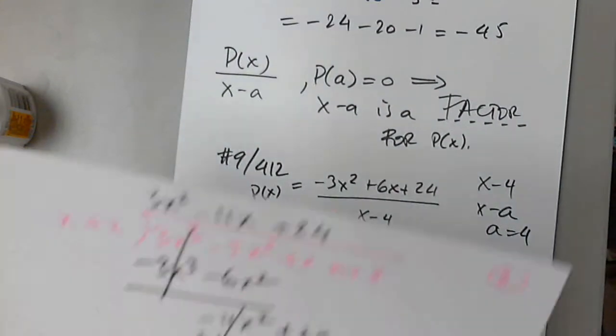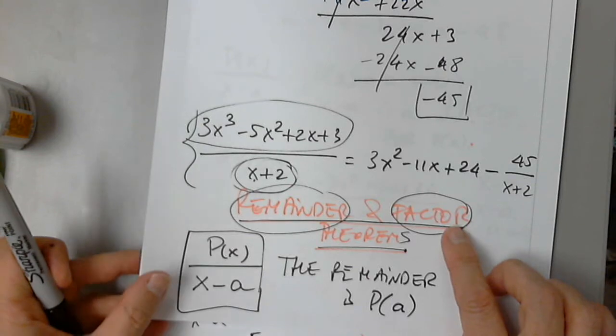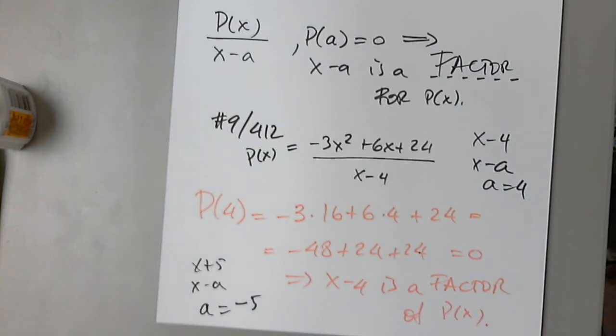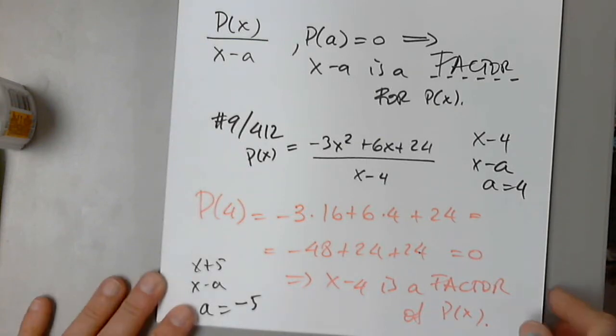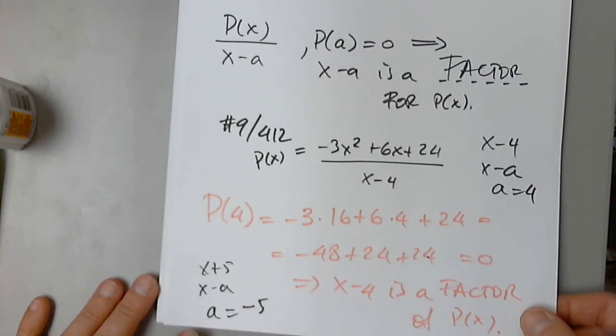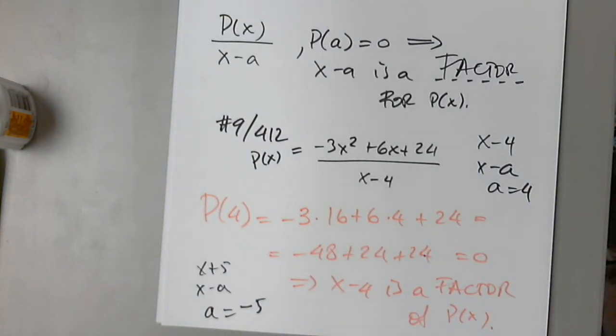Since the remainder was 0, we also applied the factor theorem. Every time the remainder is 0, it means that x minus 4 in this situation is a factor of p of x. Any questions? So if it's 0, it's a factor, only if it's 0, of course. And if it wasn't 0, it wouldn't be a factor. So 9 divided by 3 has remainder 0 because 3 is a factor of 9. But 10 divided by 3 has remainder of 1 because 10 is not divisible by 3.